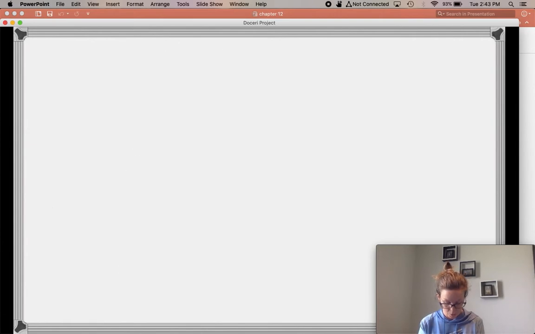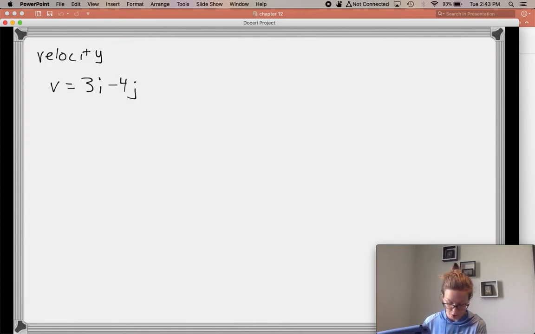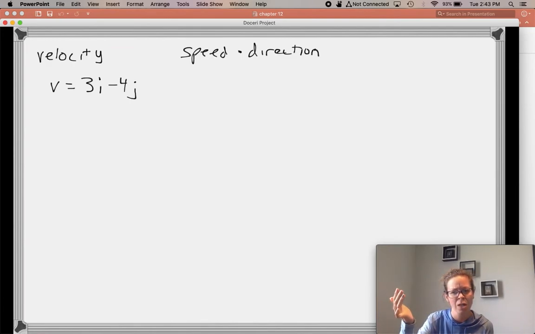Okay, we are going to look at another example. In this one, velocity. We're going to have a velocity vector that is 3i minus 4j, just a two-dimensional velocity vector. And what we want to do is rewrite this as its speed times direction. Well, if we think about speed and velocity, those are a lot the same, except velocity has direction and speed does not.